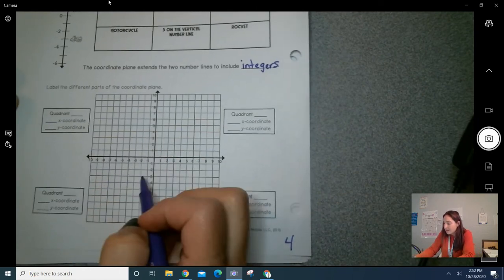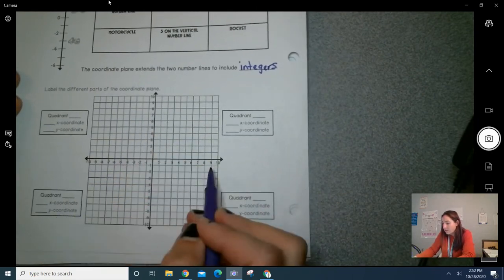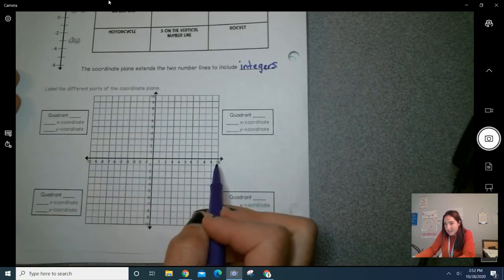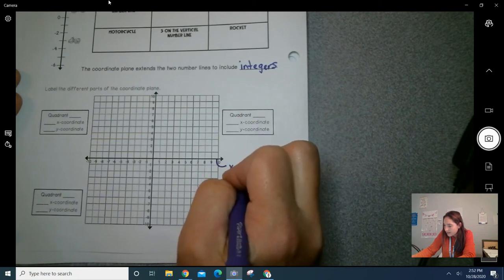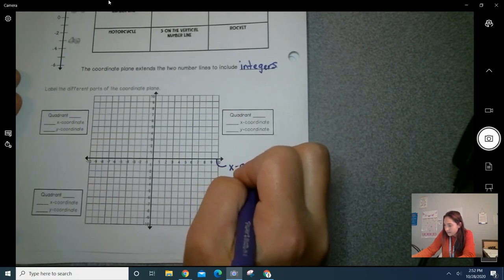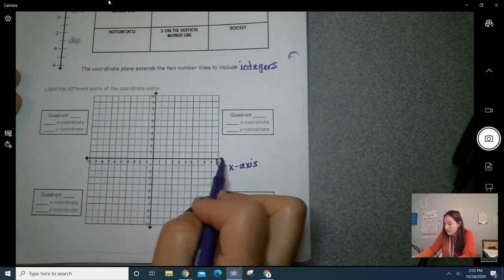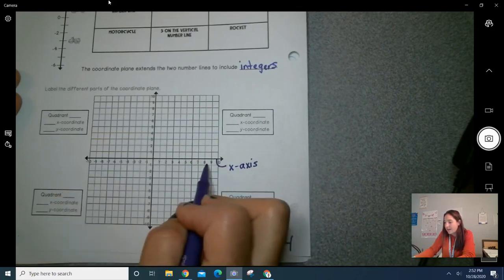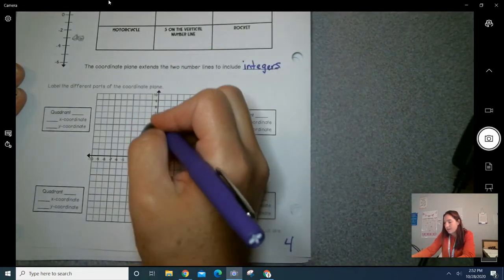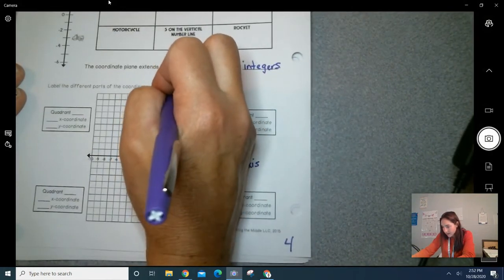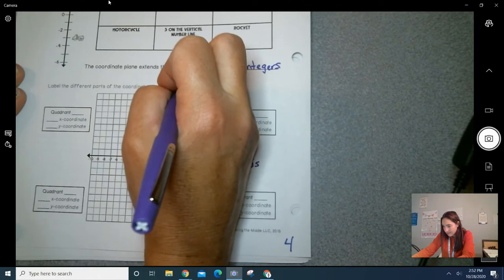And you'll see here that we have two axes. The first axis is the x-axis, and that's the horizontal axis. This horizontal line is what we call the x-axis. And then the vertical line is called the y-axis. So we have an x-axis and a y-axis.